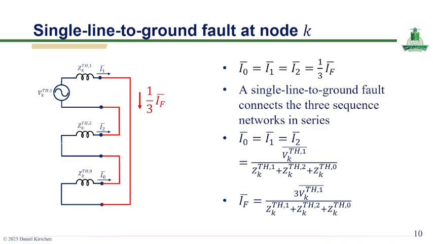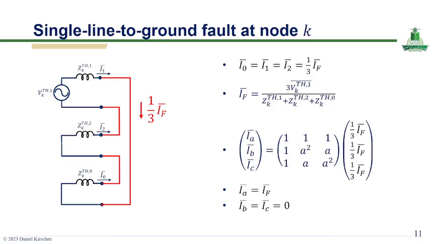Consequently, the fault current is derived as 3 times the sequence current, leading to the expression IF is equal to 3 times V Thevenin at point K divided by the summation of all three impedances. This result is fundamental in power system fault analysis, as it shows how all three sequence networks contribute to the fault current in unbalanced faults, unlike the balanced case where only the positive sequence network is involved.